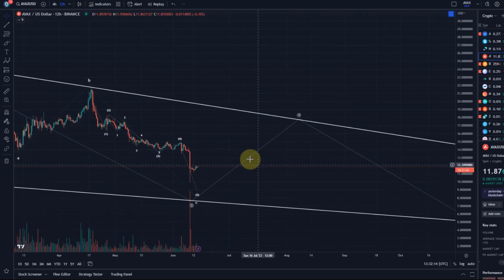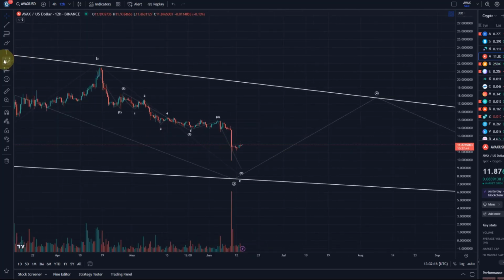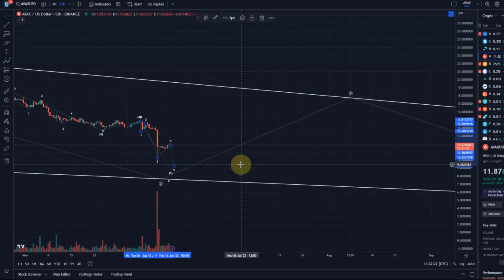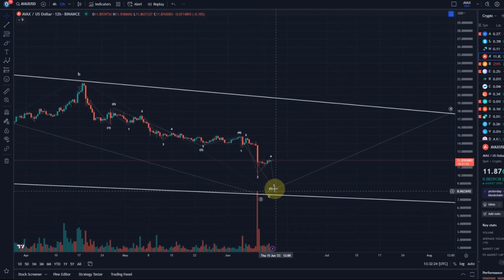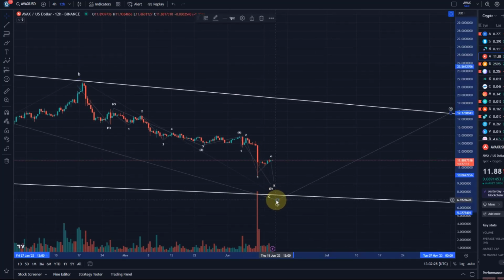So either way, in the 5th wave, you had here a small 1, 2, 3. This could be a 4 and a 5. So one more low to come in this larger third. At least that is what the micro count would suggest.